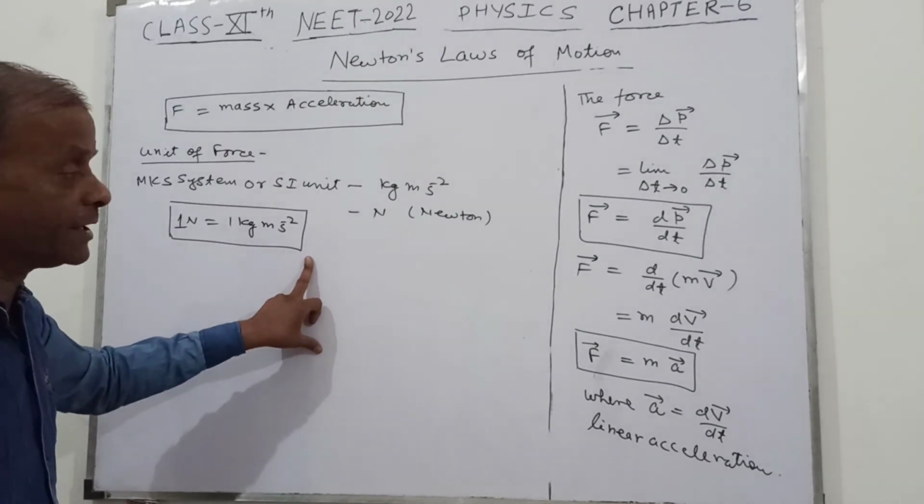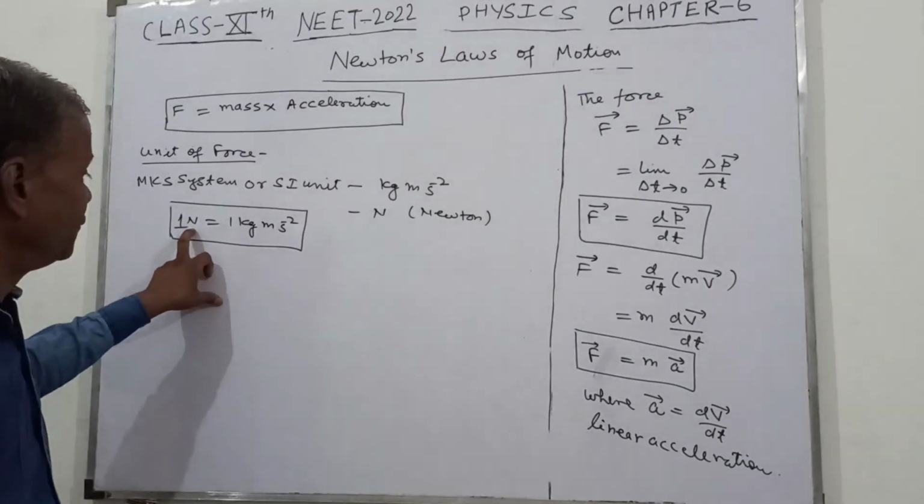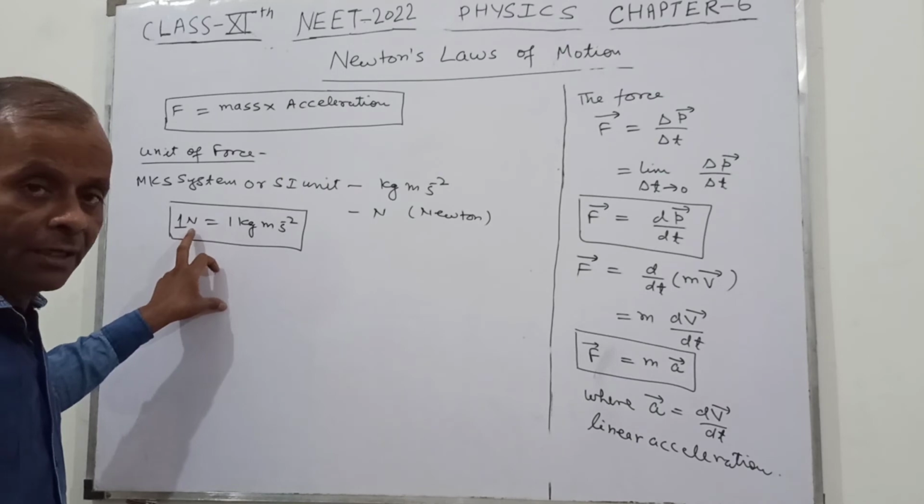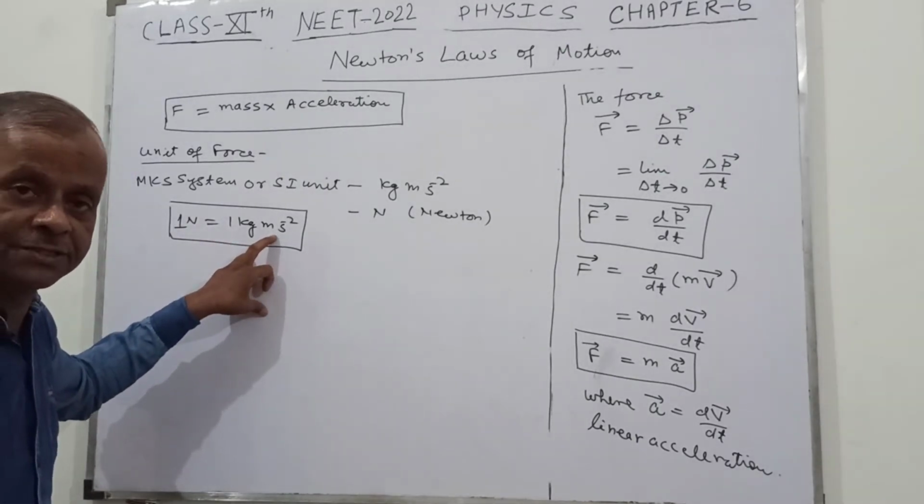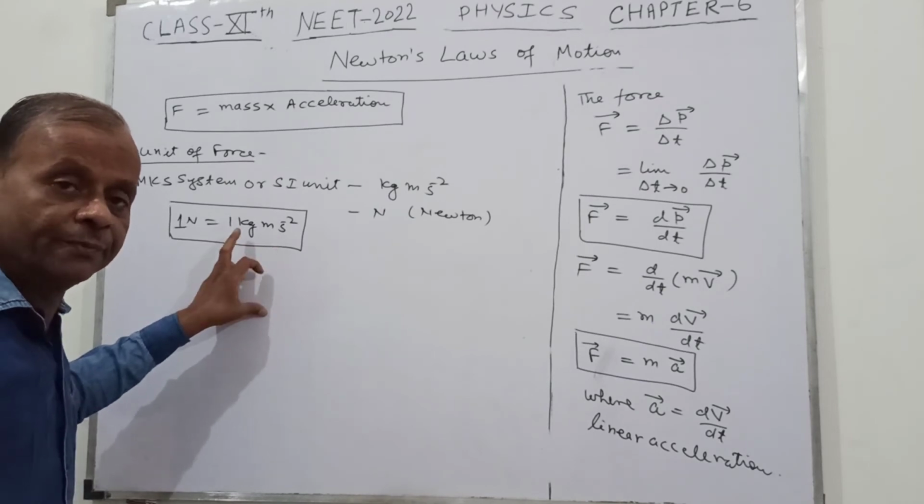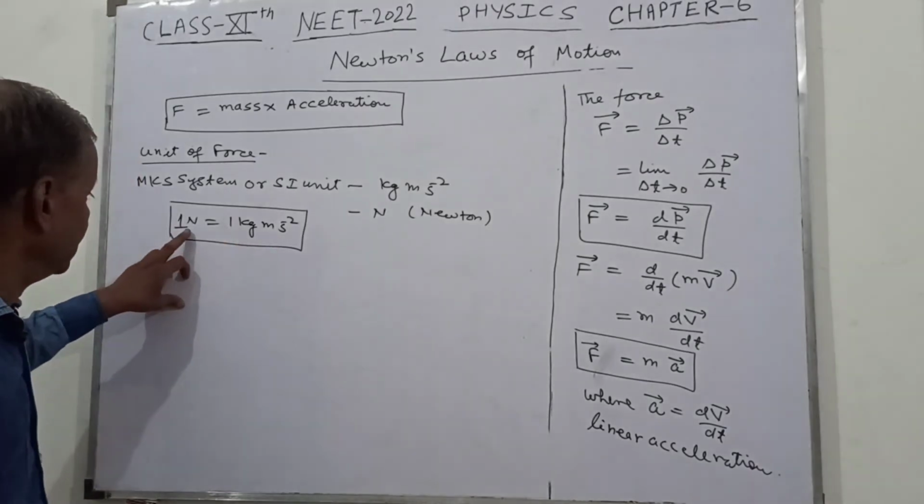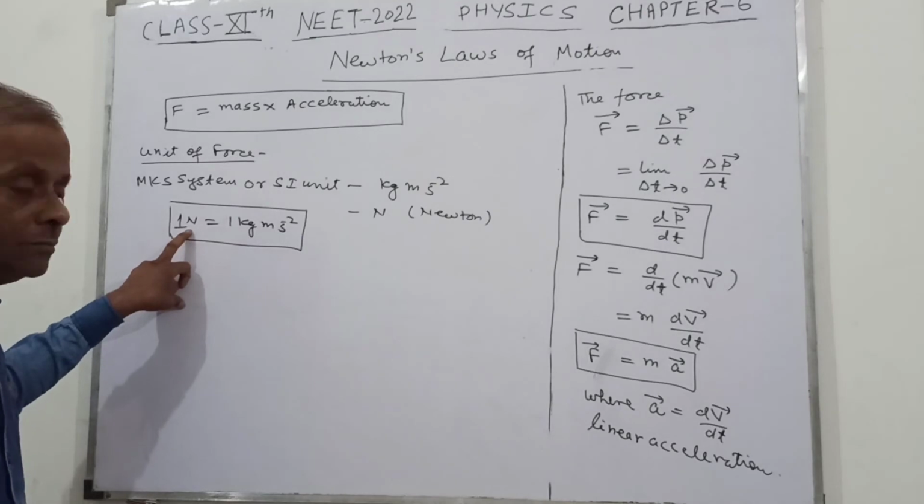So from here we can write the definition of 1 Newton. If an acceleration of 1 meter per second square is produced in a body of mass 1 kg, then the force will be 1 Newton.